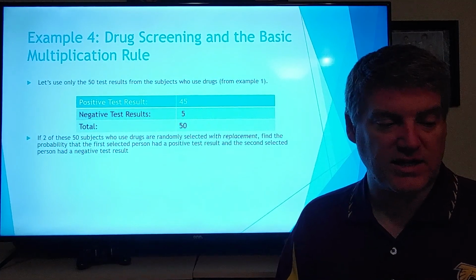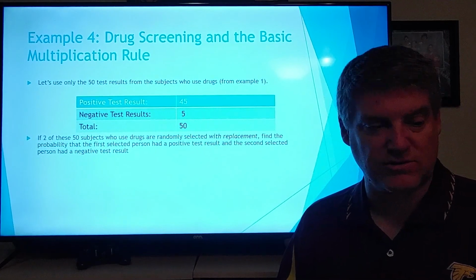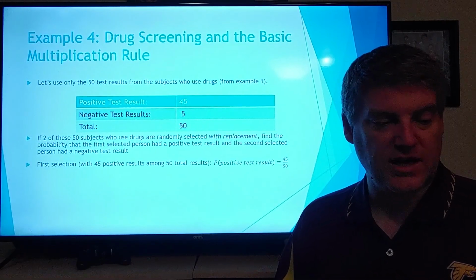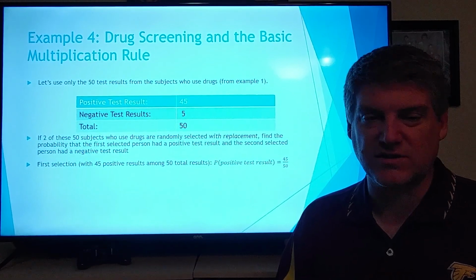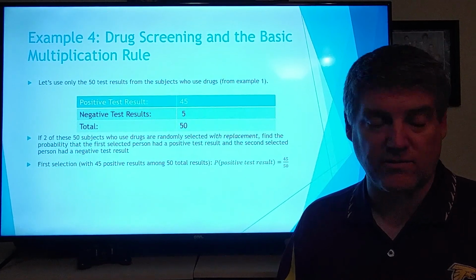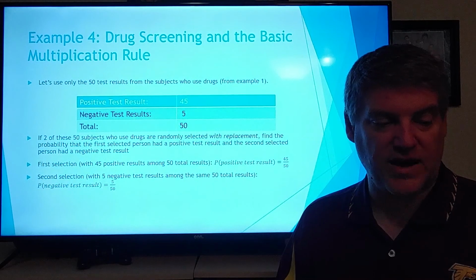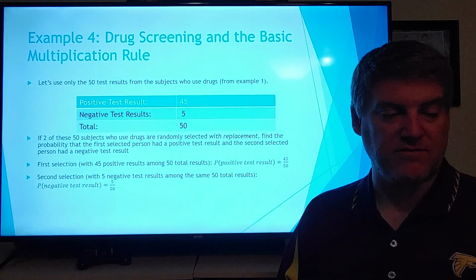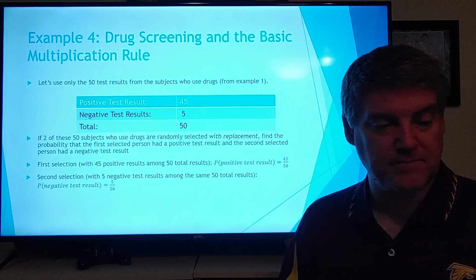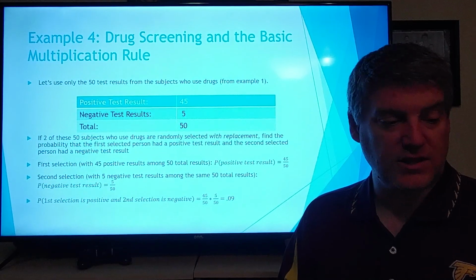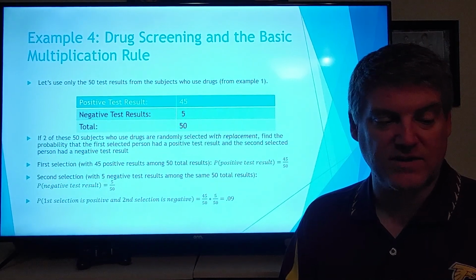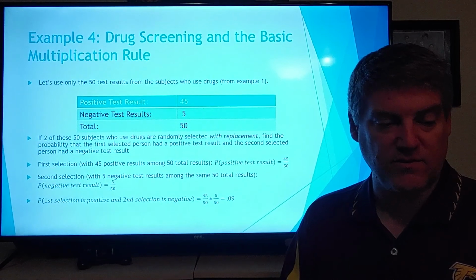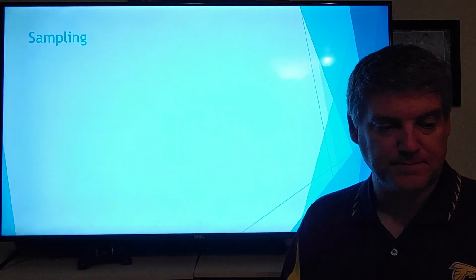Find the probability that the first selected person had a positive test result and the second selected person had a negative test result. The first selection, with 45 positive results among 50, gives us a positive test result probability of 45 over 50. The second selection, with 5 negative test results among the same 50 results, has a probability of 5 over 50. So the probability that the first selection is positive and the second is negative is 45 over 50 times 5 over 50, or 0.09.